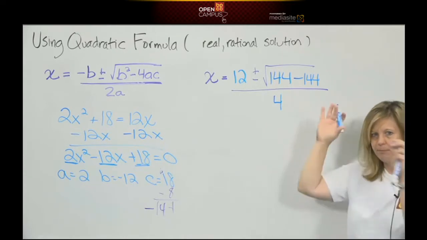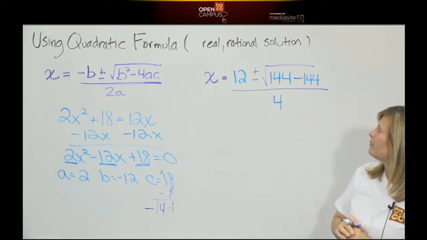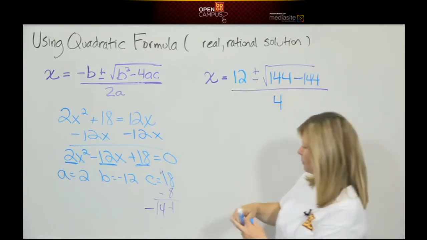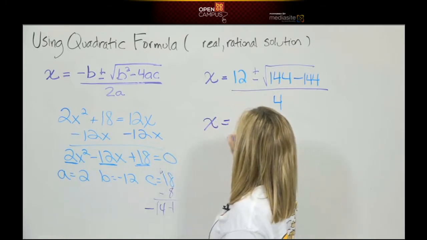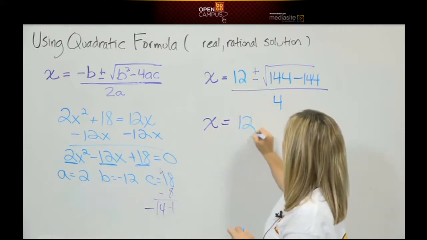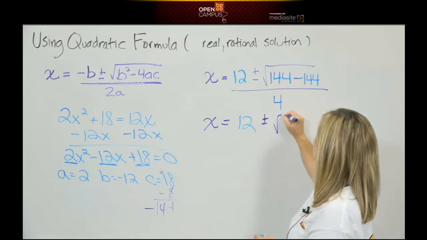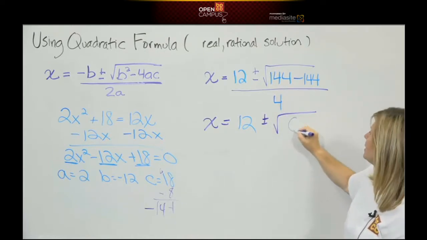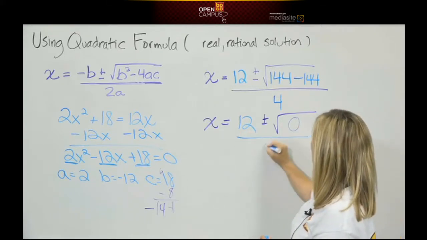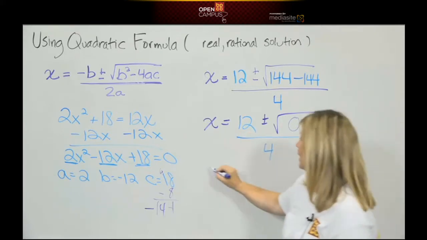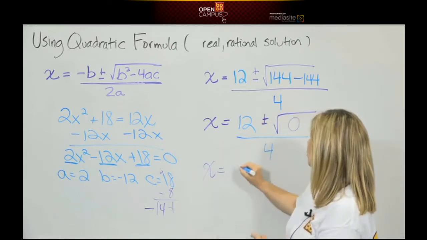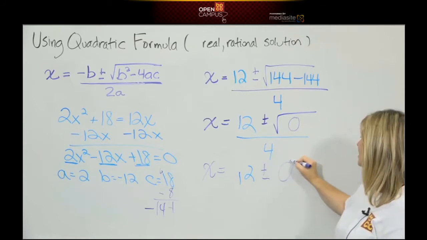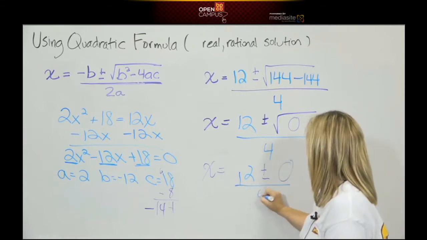So now I've worked my variables. I replace them with my numbers. Now I start with the inside. So I get x equals, I have 12 plus or minus square root. 144 minus 144 would be 0, over 4. Then I write x equals 12 plus or minus, the square root of 0 is 0, over 4.